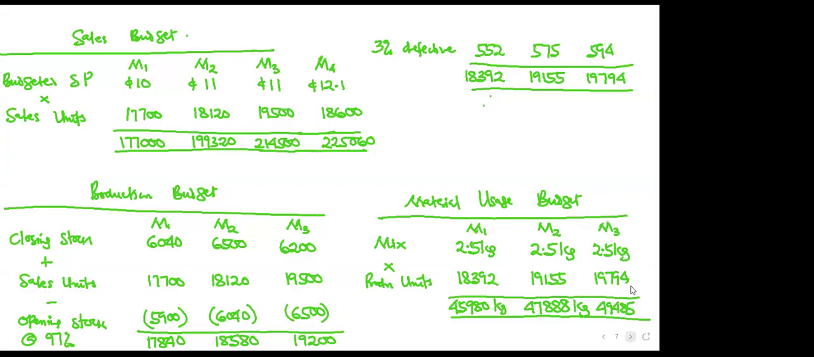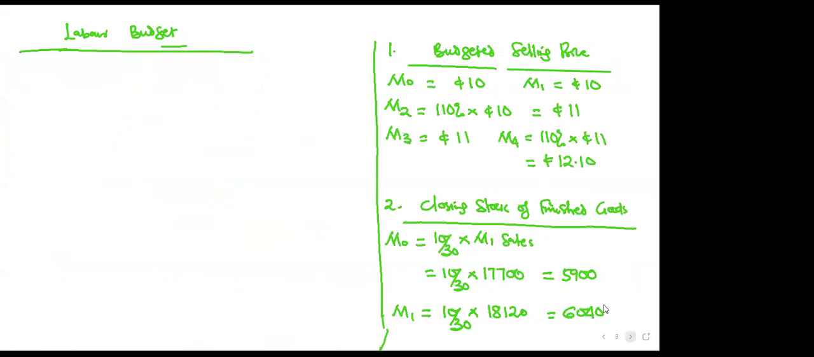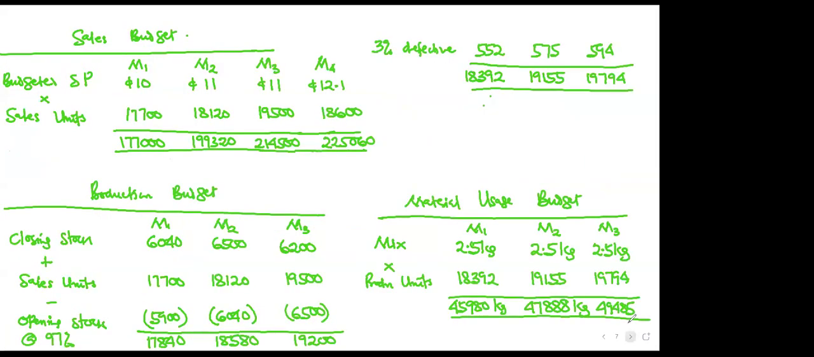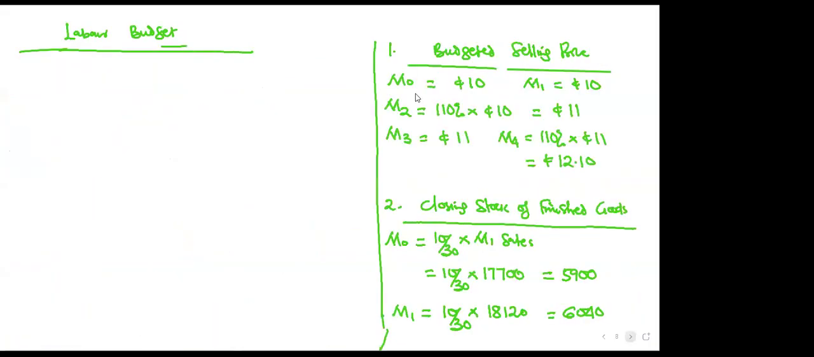Good. So we can go to our labor budget. If you look at the information here, look at the labor. That one too, they said the productivity is 75% level, so we also need to gross it up to 100. The rest of you, are you following? Yes, we are following.